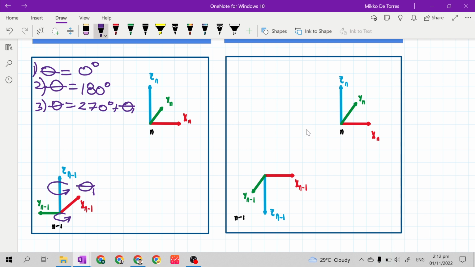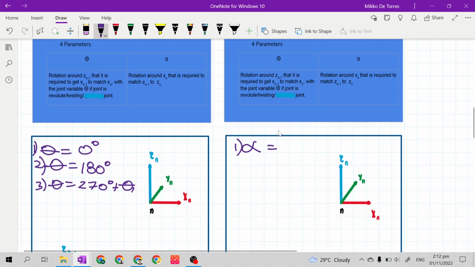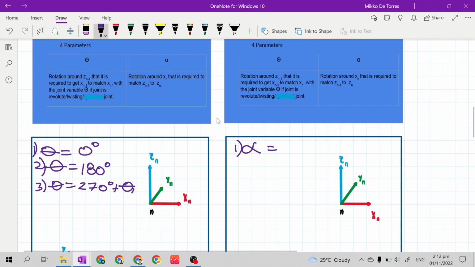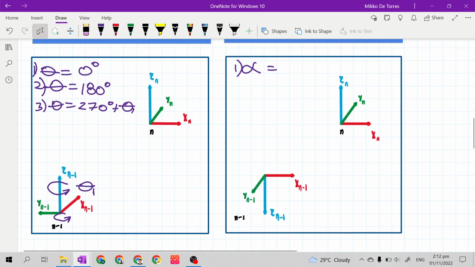Next is alpha. Alpha is also a rotation parameter. It is the rotation around x sub n, so this is x sub n, that is required to match Z sub n minus 1 to Z sub n. The axis of rotation is x sub n.